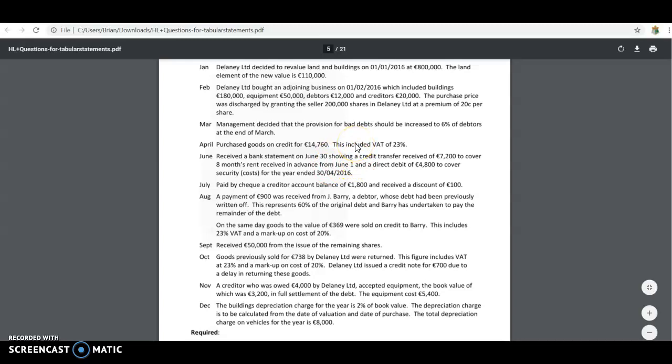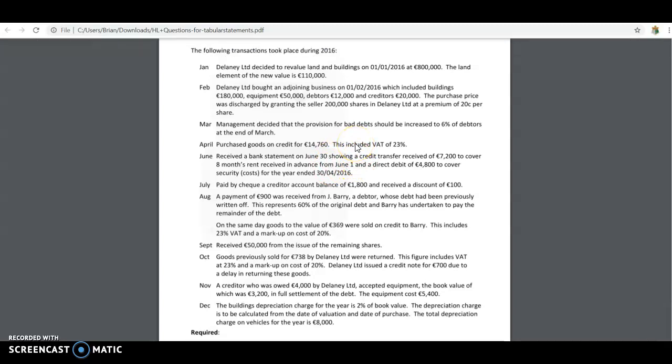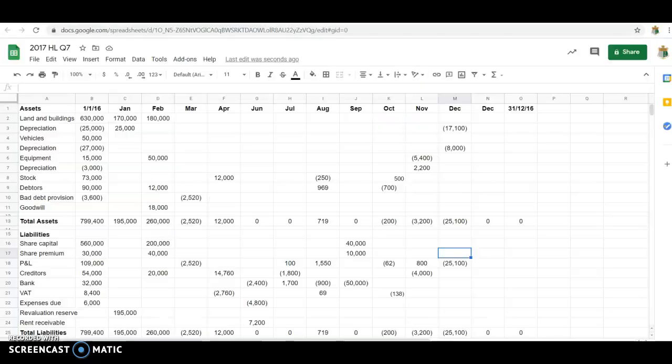So June, July, August, September, October, November, December, that is 7 months this year and 1 month next year. So 8 months in advance from the 1st of June. Just be careful with the 1st of June. That is 7 months this year and 1 month next year. So what I did is I put 7,200 euro in as my rent receivable.